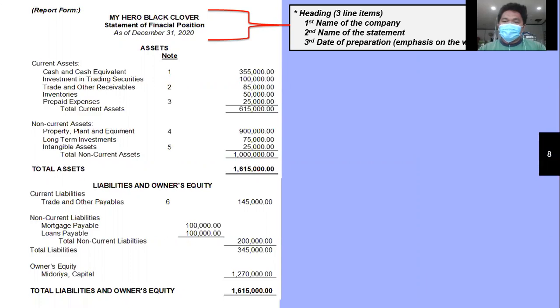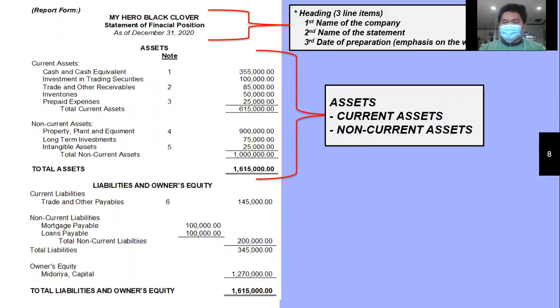And take note also that there is a need to emphasize the wording. So don't forget the words "as of" because the balances are cumulative. These are cumulative balances from the beginning of the operation of the company until the date, December 31, 2020. So what did I say earlier? The first one is the assets. Assets are presented first with separation as to current assets and non-current assets.